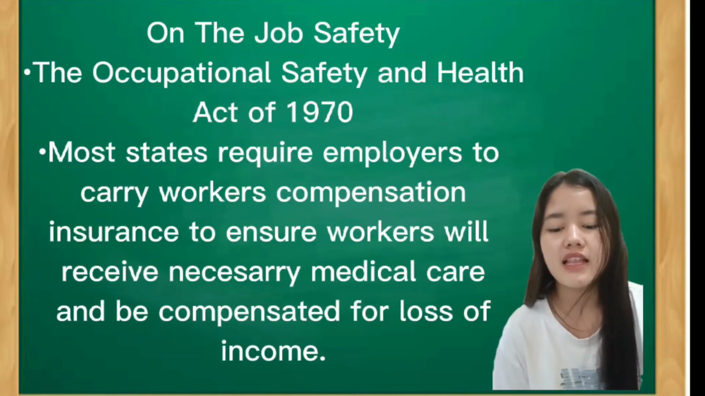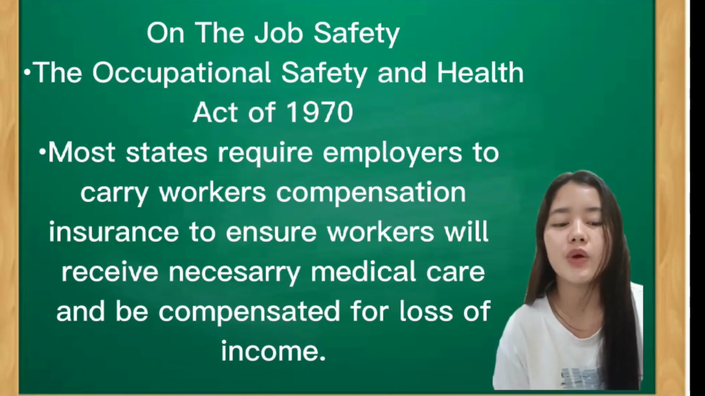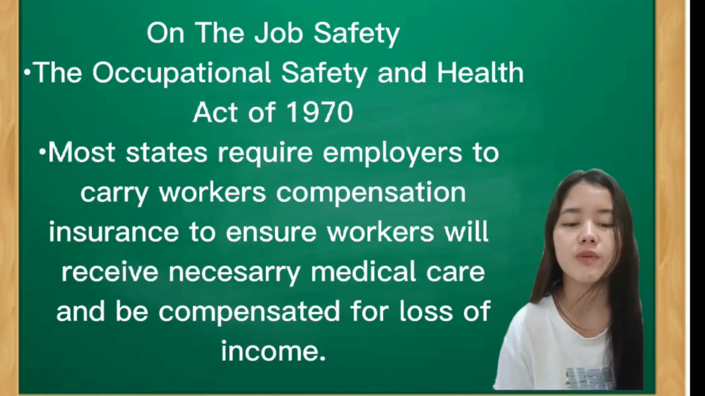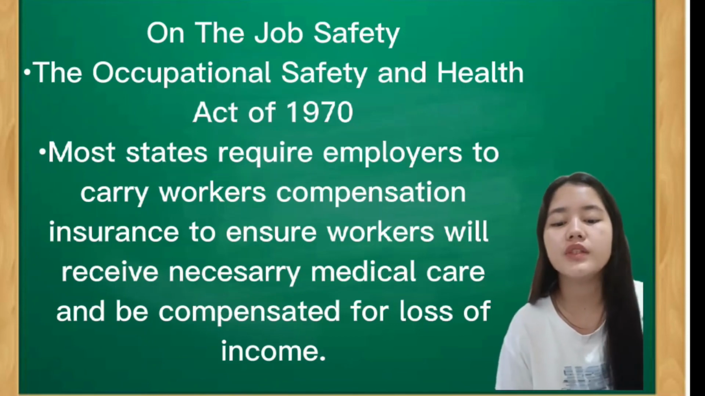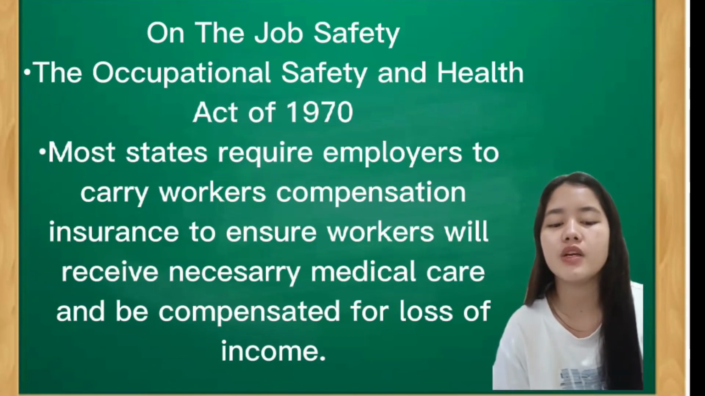And then the last one is on-the-job safety. The law regulates any conditions that might affect the safety and health of employees. The first one is the Occupational Safety and Health Act of 1970, which requires employers to provide a safe place to work. The next one is most states require employers to carry workers' compensation insurance to ensure workers will receive necessary medical care and be compensated for loss of income.